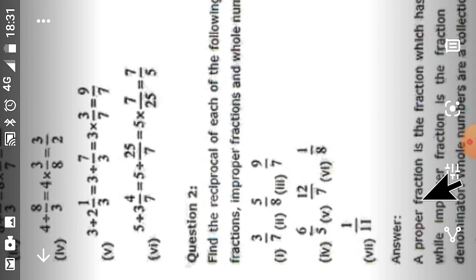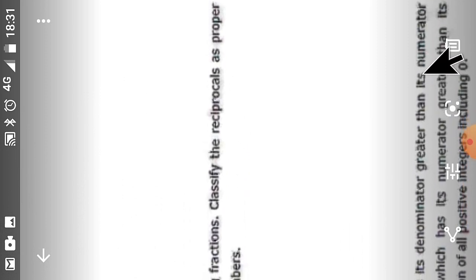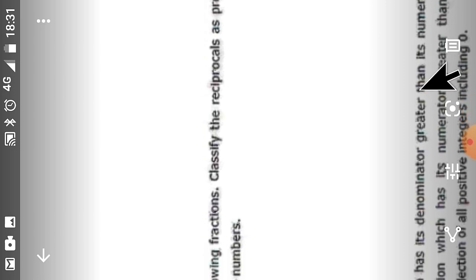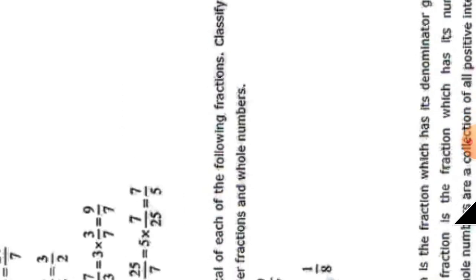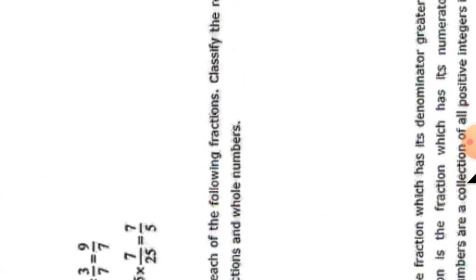Now answer. A proper fraction is a fraction which has its denominator greater than its numerator. Okay, so denominator is greater and numerator is smaller. So that is called the proper fraction. While improper fraction is the fraction which has its numerator greater than its denominator. Okay, whole numbers are a collection of all positive integers including 0.